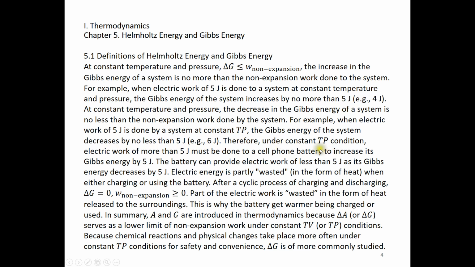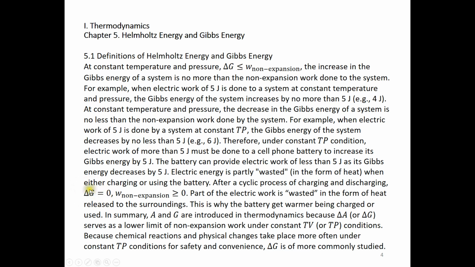Therefore, under constant TP conditions, electric work of more than 5 joules must be done to a cell phone battery to increase its Gibbs energy by 5 joules. The battery can provide electric work of less than 5 joules when its Gibbs energy decreases by 5 joules. This is just because electric energy is partially wasted in the form of heat when you are charging or using the battery. Either way, part of the electric energy is wasted. After a cyclic process of charging and discharging, delta G should be 0.